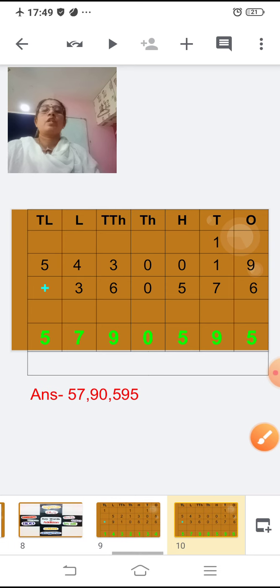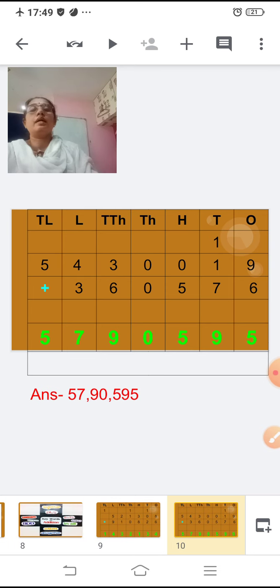Here there are two other numbers. The first addend is 54 lakh 30,019 and the second addend is 3 lakh 60,576. Now 9 plus 6 gives you 15, where 1 is carried over to the tens place. Now in the tens place you have got three numbers, 117.